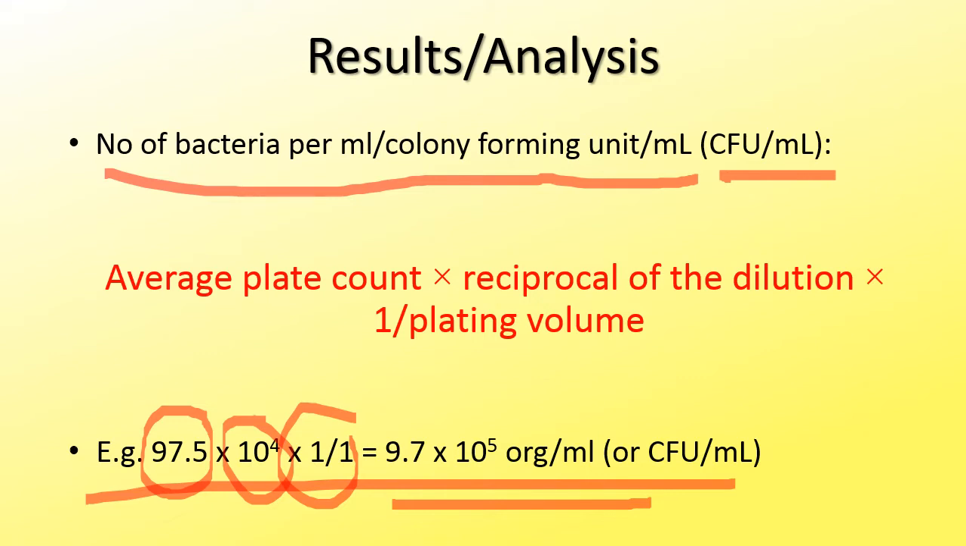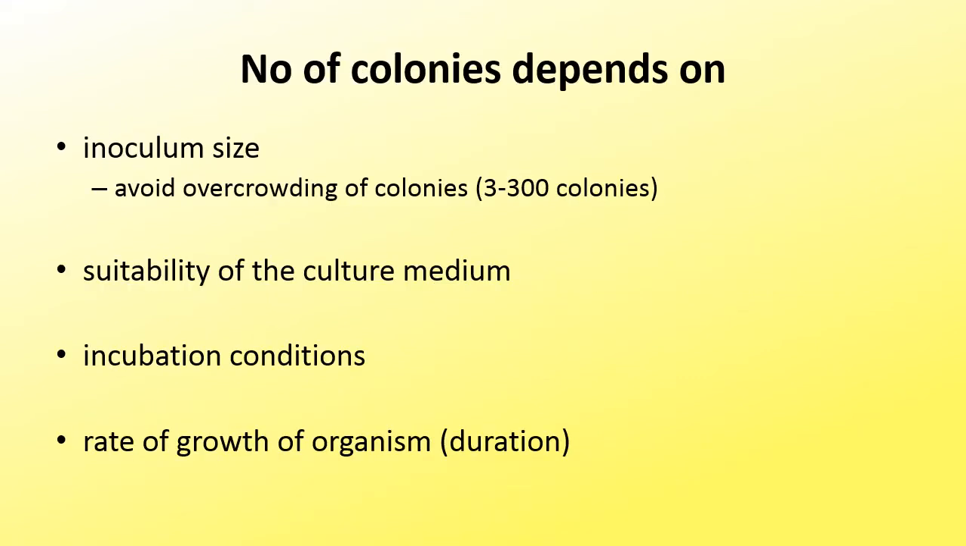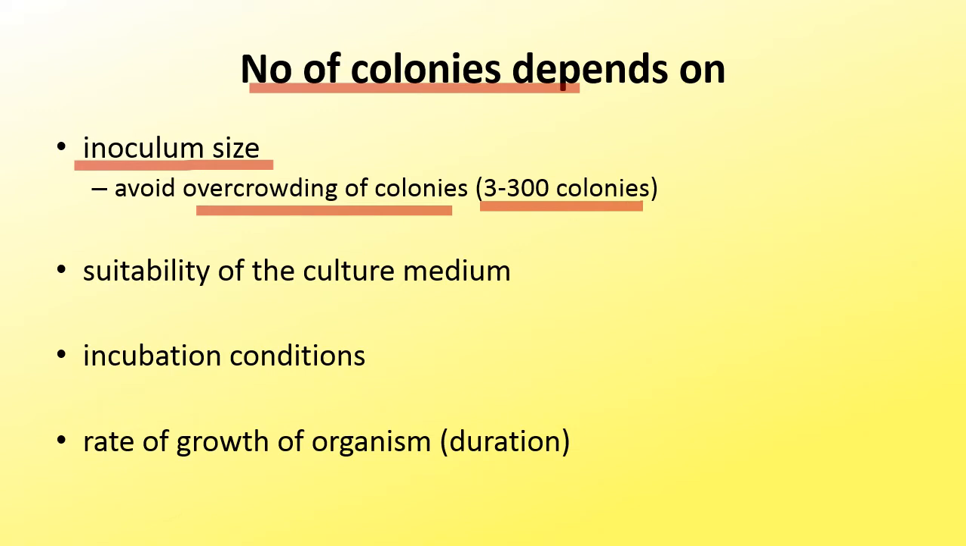Both are correct. There are a few factors that will affect the number of colonies in spread plate and pour plate. First of all is the inoculum size, in particular the overcrowding of colonies. When it comes to spread plate and pour plate, we always take into consideration 3 to 300 colonies. If it's more than 300, we always put TNTC, which means too numerous to count. When there are more than 300 colonies, there must be error happening when we are counting.